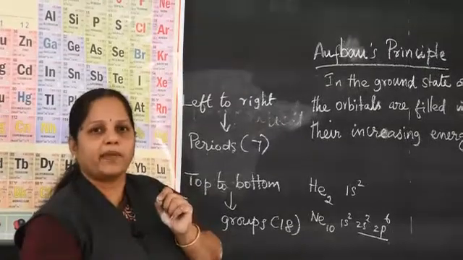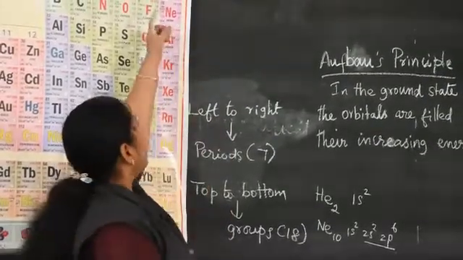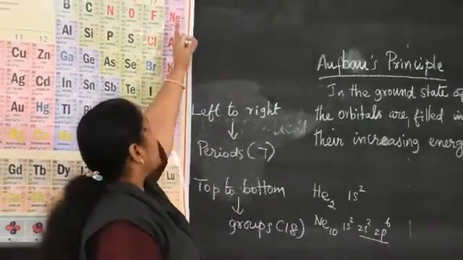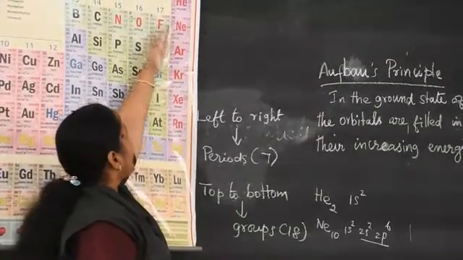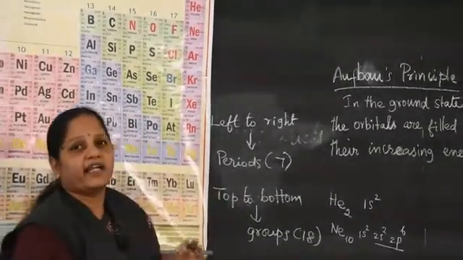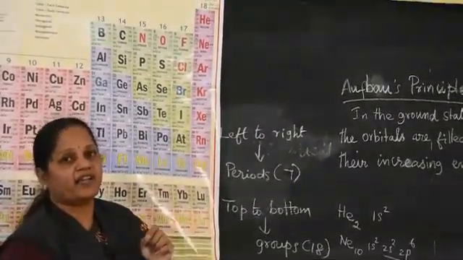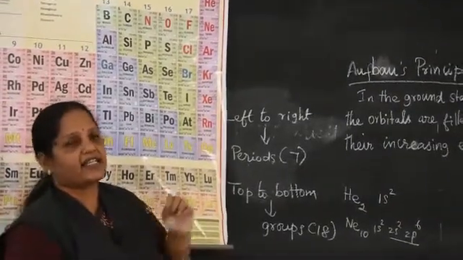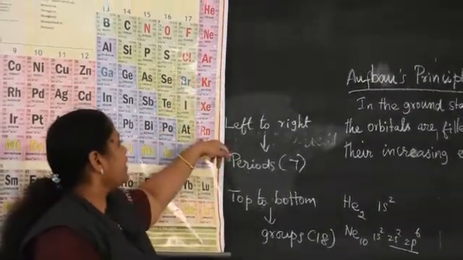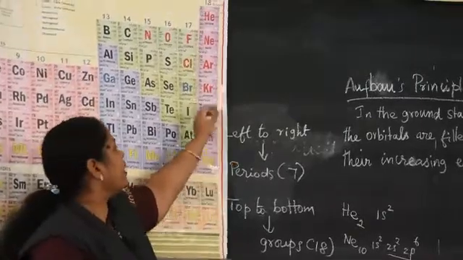But in the modern periodic table, it is placed in the 18th group. The elements present in the 18th group are called noble gases, otherwise called inert gases. All are gases, and radon is a radioactive element.